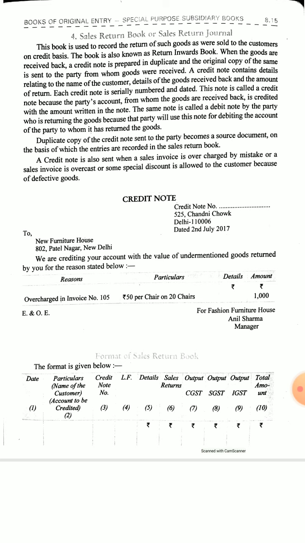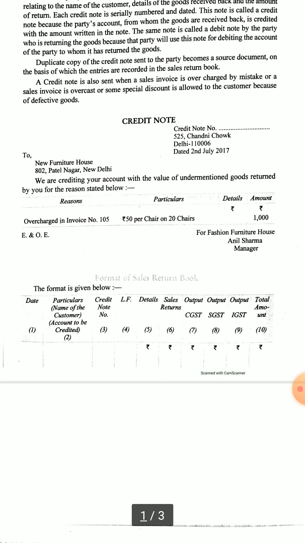It contains the name and address of the receiver, and it also contains the information about what amount is being credited and what is the reason. Sometimes a credit note is also issued when an invoice is overcharged. Suppose we have sold goods to somebody and the price was collected more than the actual price, then a credit note is issued so that the debit balance of that debtor may reduce. Now let's see what is the format of sales return book.